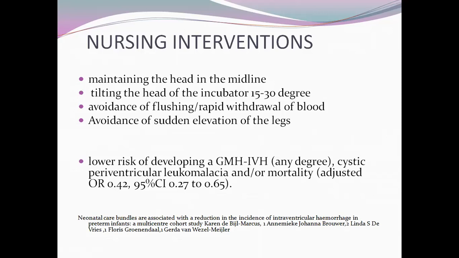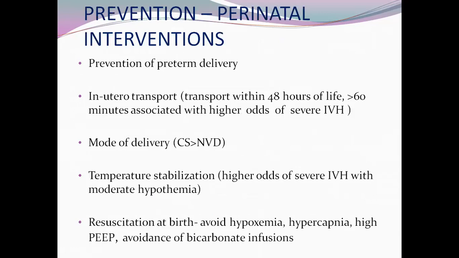So the other interventions which can be helpful in preventing IVH, the main thing is to prevent preterm delivery and to favor in utero transport of the neonate, as it has been observed that transport within 48 hours of life of more than 60 minutes has been associated with higher odds of severe IVH. And mode of delivery, it has been observed that cesarean section is better than normal vaginal delivery in preventing IVH. And temperature stabilization is important as there are higher odds of severe IVH with moderate hypothermia in the neonate.